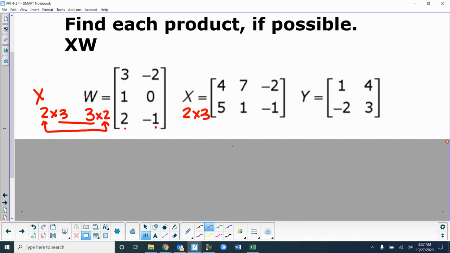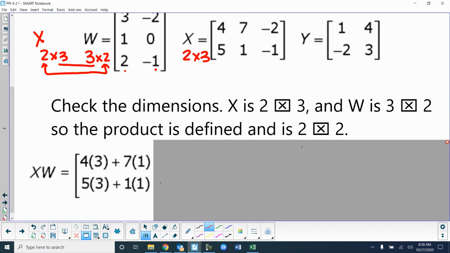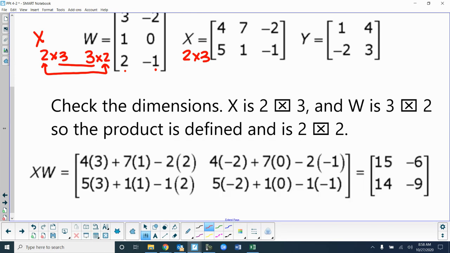What'd you get? That? Yeah. And it's supposed to be a 2 by 2, remember? You got a 3 by 2. What? You guys agree? All right, these two say this. 15, 14, negative, I'm sorry, go across the row. 15, negative 6, 14, negative 9. You guys all get that? No. No? Really? Ooh, there we go. They did it. They are correct.